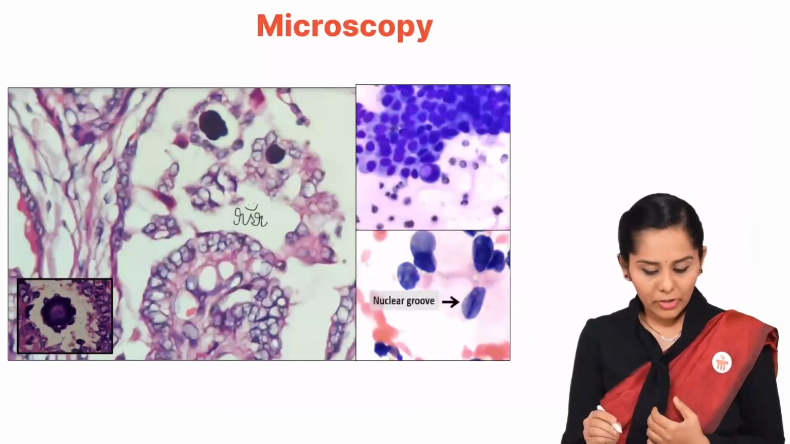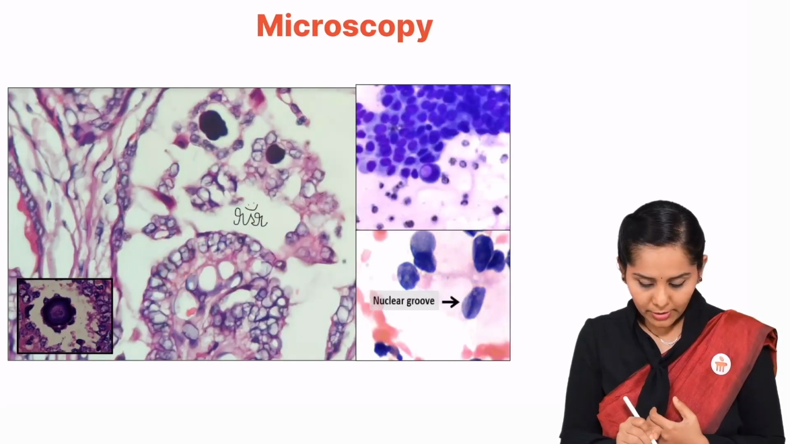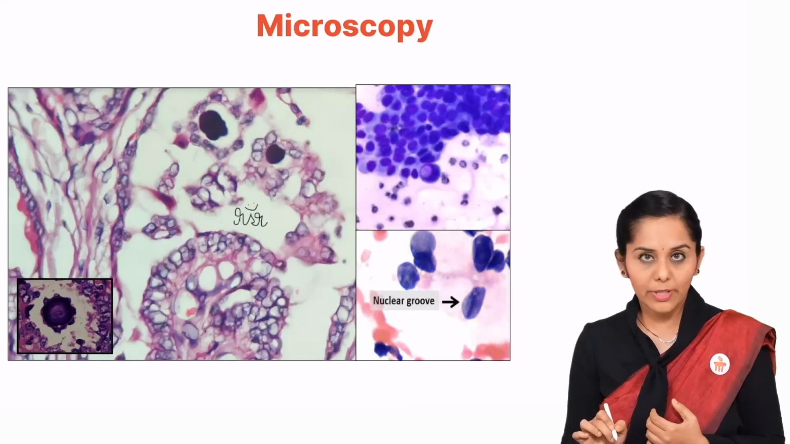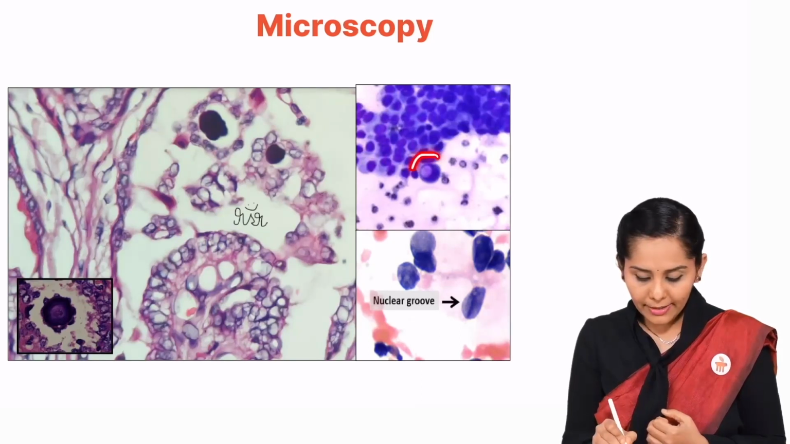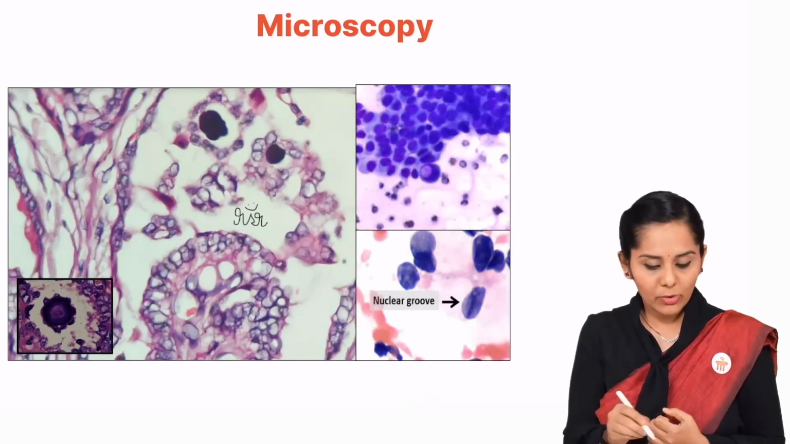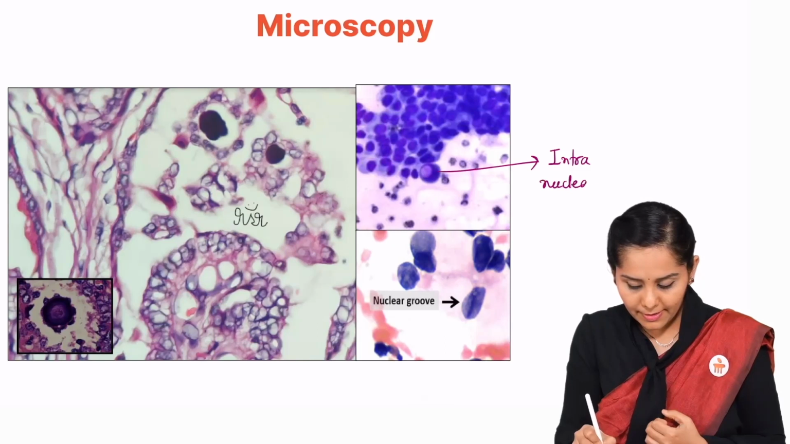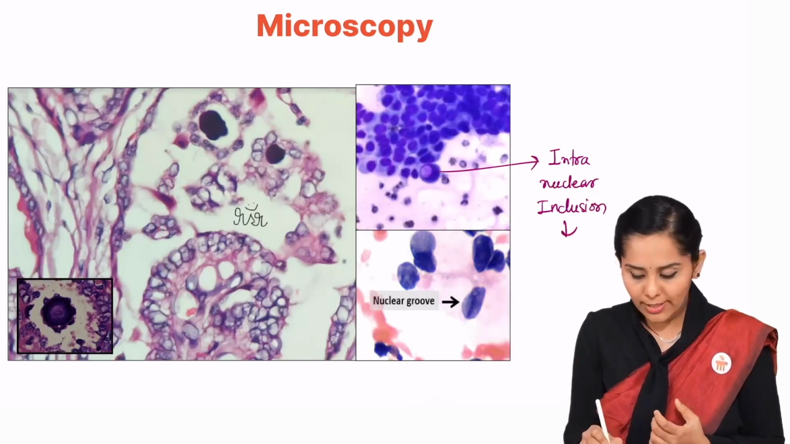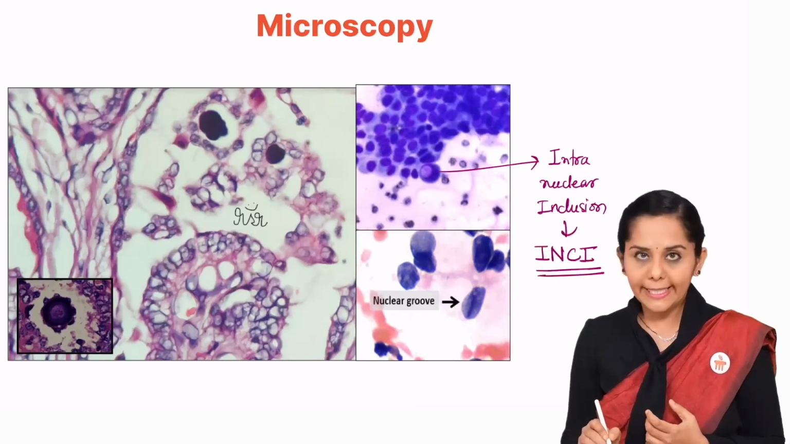Now the other important feature here is the intranuclear grooves. You can see here there is an intranuclear groove which is better appreciated on cytology like this. Longitudinal intranuclear grooves are the characteristic nuclear features of papillary thyroid carcinoma, and a characteristic intranuclear eosinophilic inclusions. Remember this. Intranuclear inclusions. Because they are extension of the cytoplasm which gets invaginated into the nucleus, they are actually intranuclear cytoplasmic inclusions, or they are also called as INCIs.